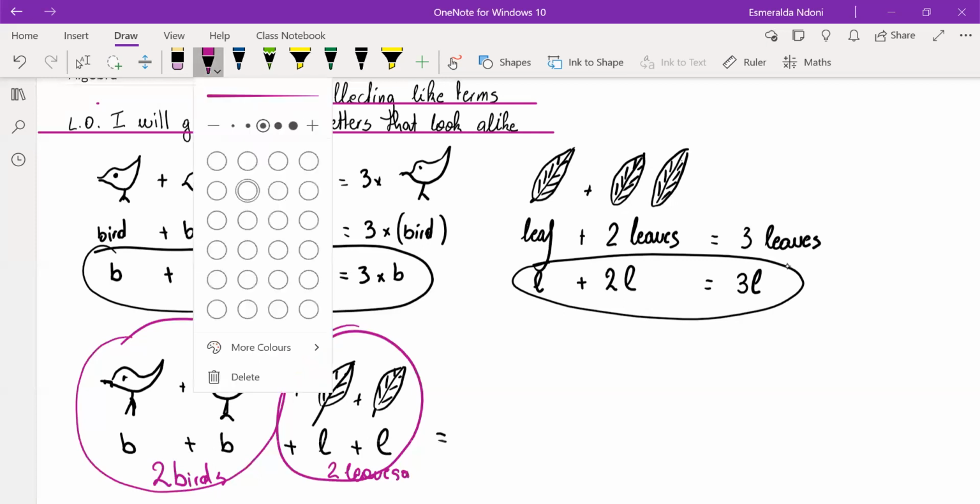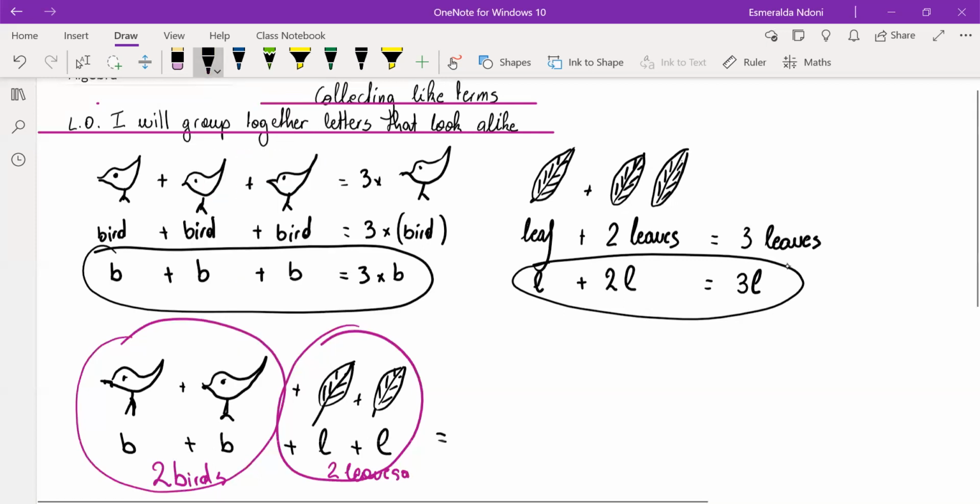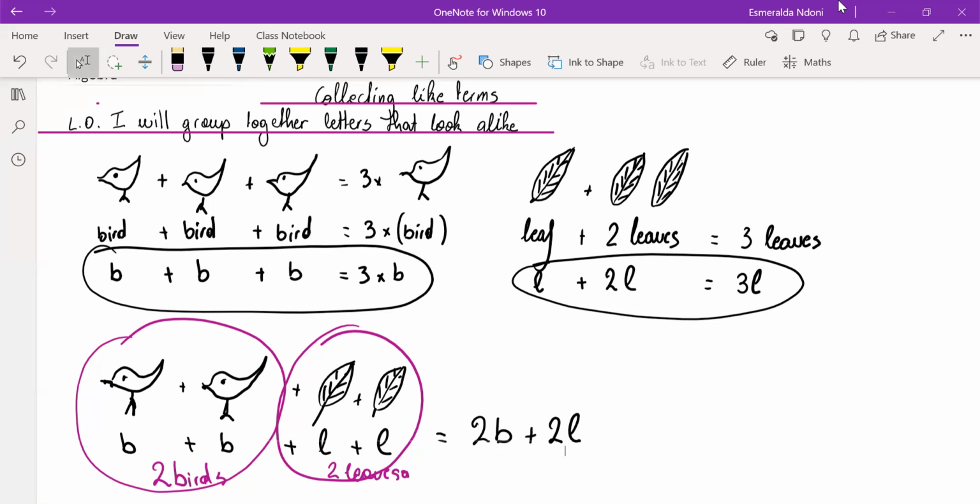And to write it in a nice and short way, I can say that I have two birds. I also have two leaves. So I collected like terms. I collected things that are the same. Because the birds and the leaves are not the same thing, I cannot say that I have four bird leaves, because a bird leaf does not exist.